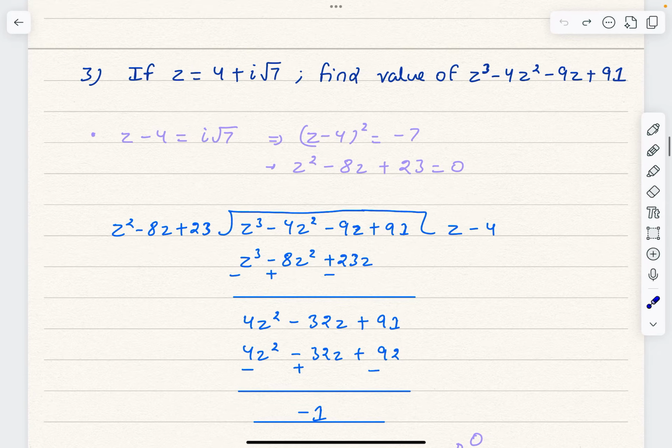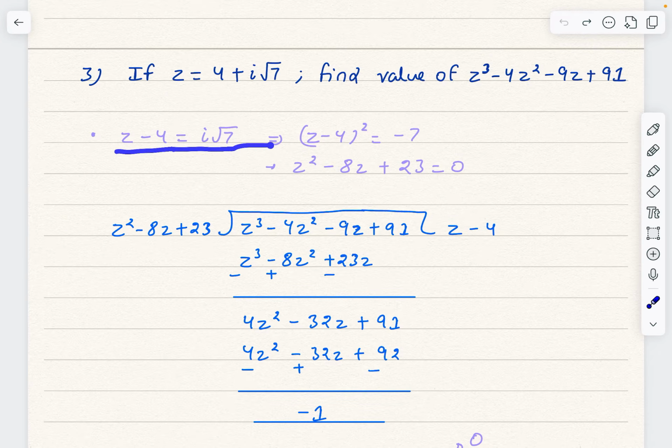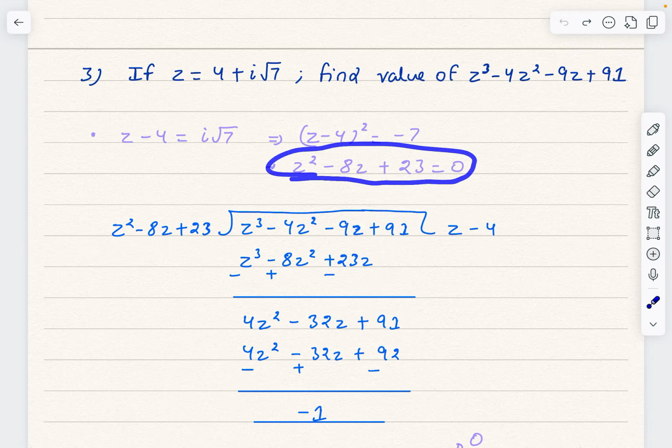See, what do we have here? If z is equal to 4 + i√7, you don't put it directly and try to solve. That will become too typical. We have a shortcut here. First, if z is 4 + i√7, I can say z − 4 will be i√7, and then square both sides. So (z − 4)² will be −7. So z² − 8z + 23 will be 0.